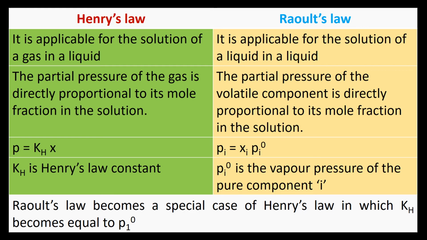The expression for Henry's law is small p is equal to kH into x. The expression for Raoult's law is pi is equal to xi into pi naught. In case of Henry's law, kH is Henry's law constant. In case of Raoult's law, pi naught is the vapor pressure of the pure component i, which is a constant. Raoult's law becomes a special case of Henry's law in which kH becomes equal to P1 naught.